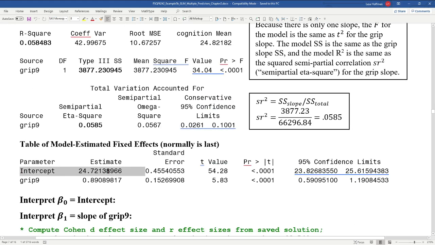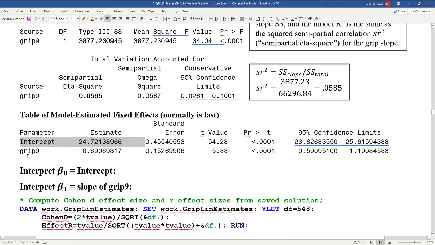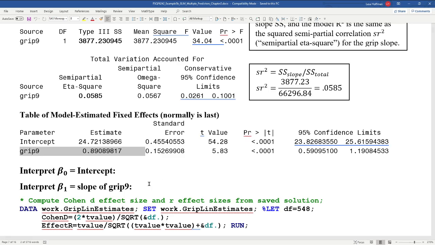The intercept in this model is still around 24. That is the expected cognition score for someone with 9 pounds of grip strength per square inch. For every additional pound, your cognition outcome is expected to go up by 0.9. So stronger people are expected to do better on the information test, significantly so. It is unlikely to find a slope this big or larger if the true slope in the population were 0.